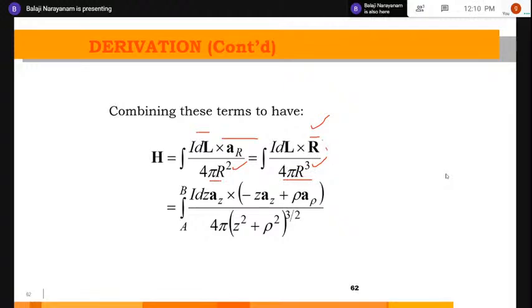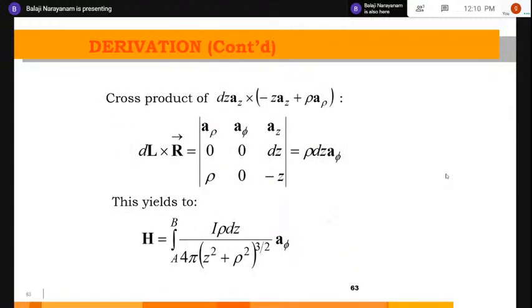In place of R bar we have to substitute what we have just discussed, the vector summation rho A rho minus z A z. That is substituted here, and 4 pi R square is rho square plus z square whole power 3 by 2. We got it. Cross product of dz A z with z A z plus rho A rho. So A rho, and yes, we have to take the cross product.